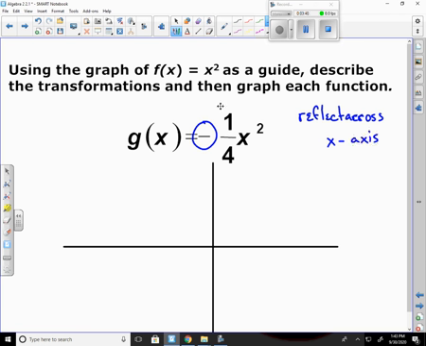Additionally, this is a 1/4. It's not in parentheses, so it means it's a vertical. Since this is a fraction, it's going to be a vertical compression. And that's going to be a factor of 4, or of 1/4. The fact that it's 1/4 tells us that it's a compression, so we could go with a factor of 4. I wouldn't mark it wrong if you had a factor of 1/4.